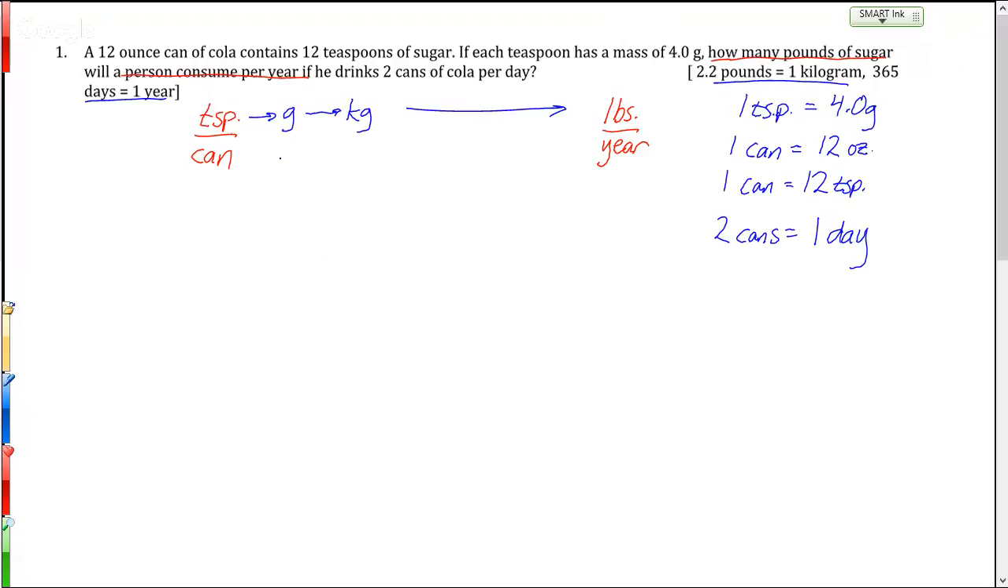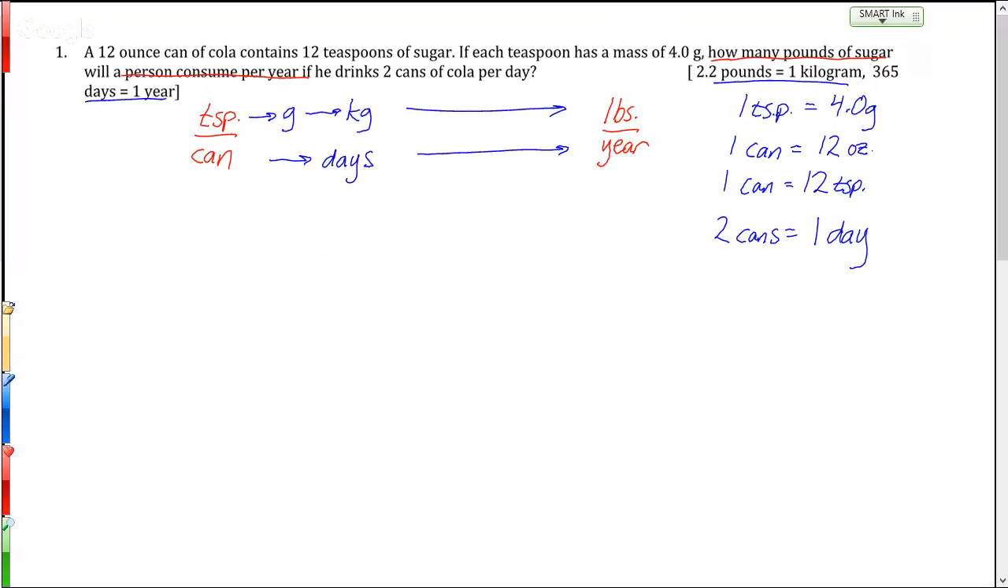Yep. Cans to days, days to years. We've got all those as well. Don't worry about the fact that these conversions don't necessarily make sense. Number of cans isn't the same type of measurement as number of years, just like teaspoons to grams is not exactly a conversion. But because we have these equalities from the question, we can do that. We can switch those units.